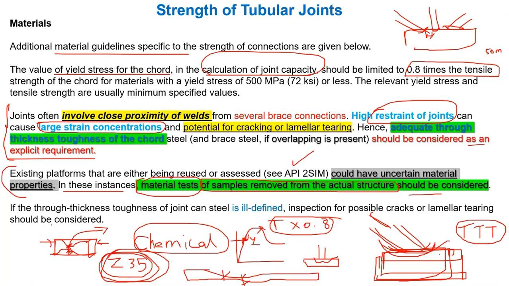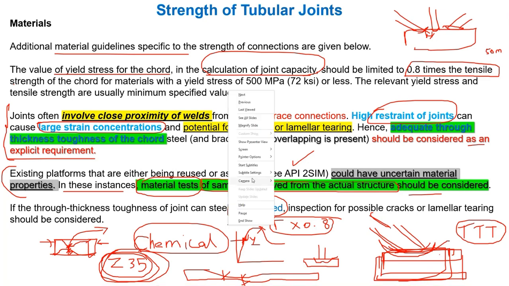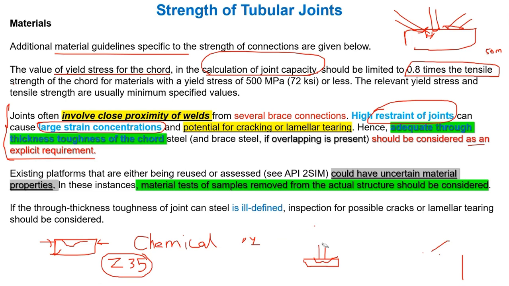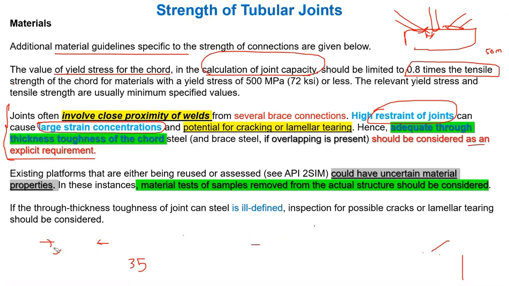Then, if the through-thickness toughness of a joint is ill-defined, that is, if it is not properly defined, suppose they miss defining it, then inspection for possible cracks or lamellar tearing should be considered. That means if through-thickness properties are not there, then there is a high chance of potential for lamellar tearing or crack initiation. So they have to plan the inspection accordingly and carefully inspect the joint.